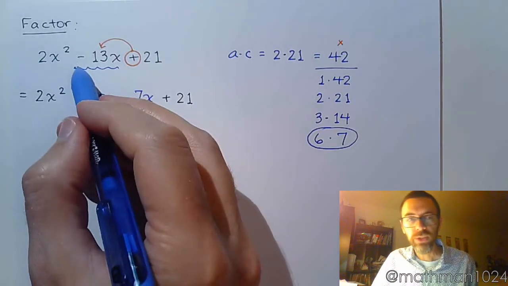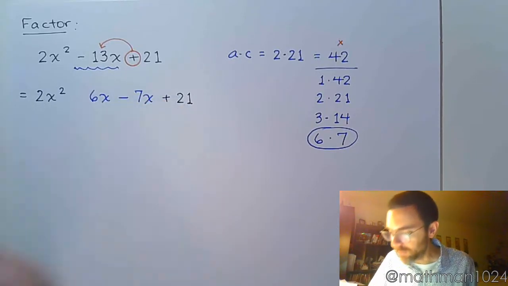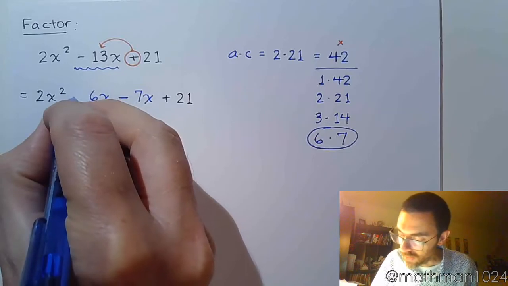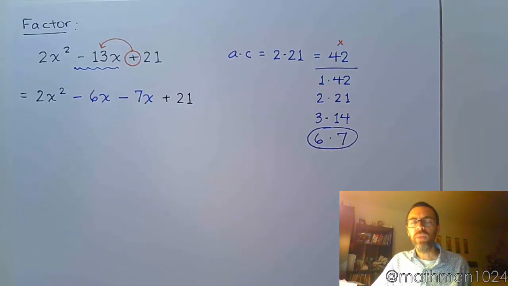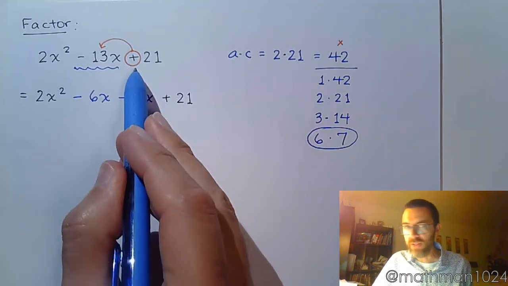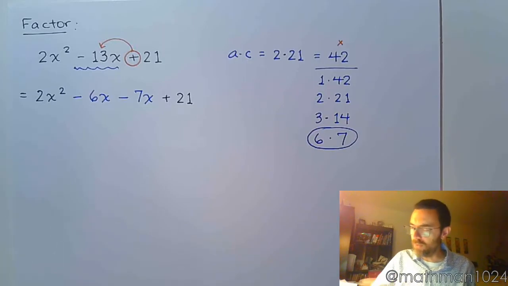So the sign of the middle term is negative, which means the sign of the larger term here must also be negative. And in order to get a negative 13x at the end, the other guy must also be negative. Another quick thing that you can check here is that negative times negative is going to give you the positive here at the end. So there's that connection. All right, now it's time to factor by grouping.